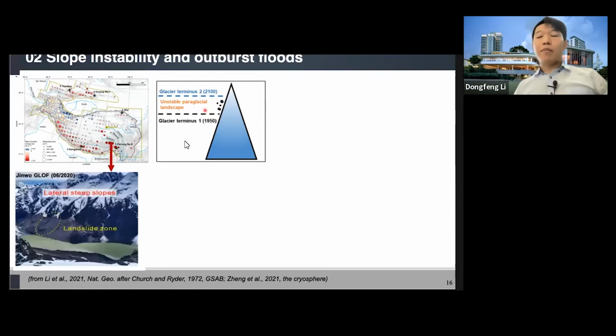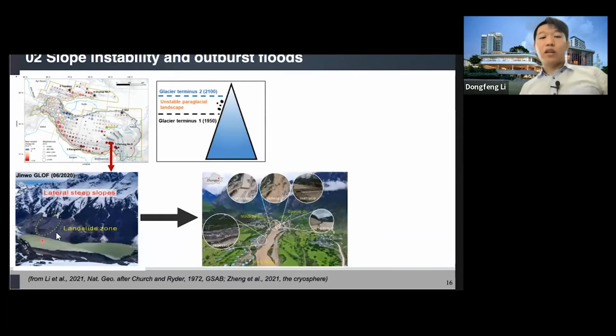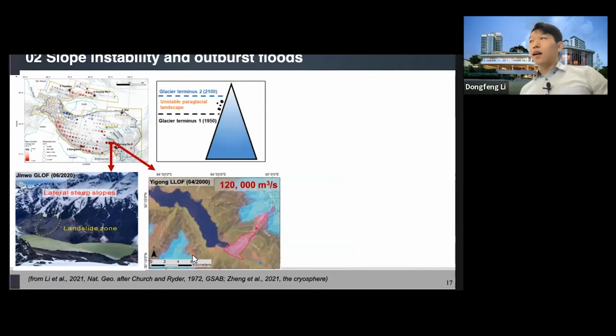And for example, here is an example in June of 2020, also in Tibet of China, and it's a landslide from this newly exposed paraglacial zone forced into the proglacial lake, and triggered the displacement wave, and also overtopped the moraine dam and caused the failure of the dam and the downstream flooding.